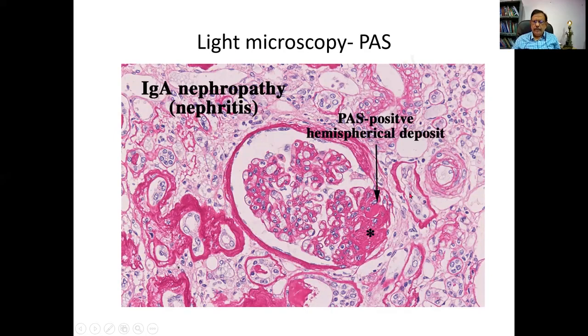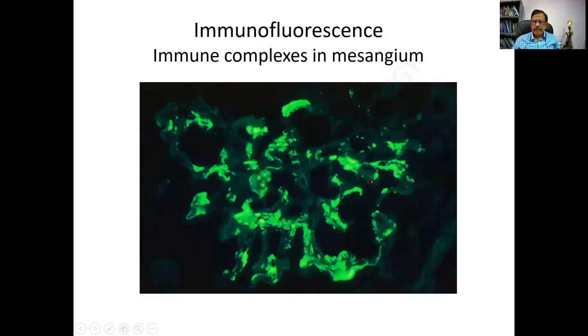The light microscopic picture, this area is probably the mesangium, and I find that there is a homogeneous eosinophilic deposit over here, and this is a PAS positive deposit which is found. These are all the capillaries that are there which are not very much affected in it. IgA nephropathy or nephritis, confined to the mesangium initially.